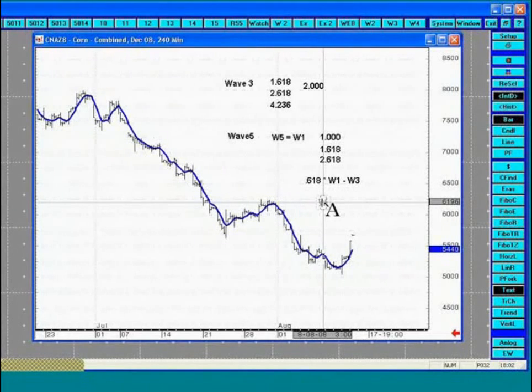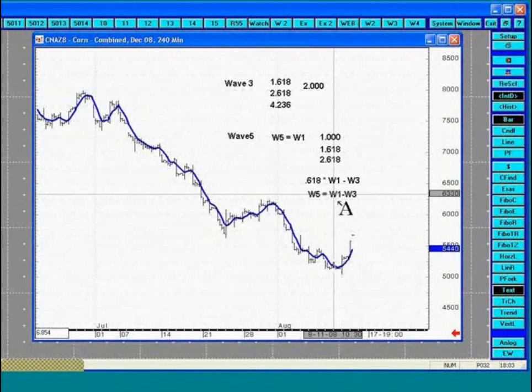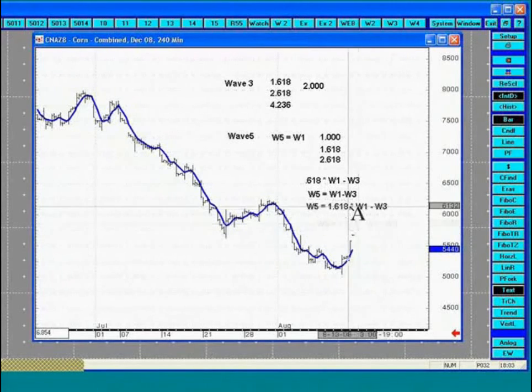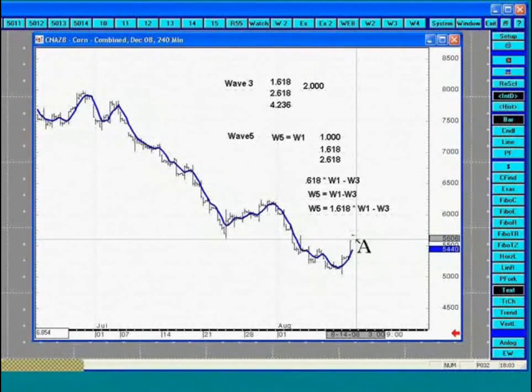I use these multiples a lot in my work. Wave 5 will equal waves 1 through 3. And then the next one would be the same thing, but 1.618. Wave 5 equals a 1.618 multiple times the distance traveled in waves 1 through 3. Okay, I believe that answers that question, and I don't want to spend too much more time on that because it's kind of off the moving average subject.